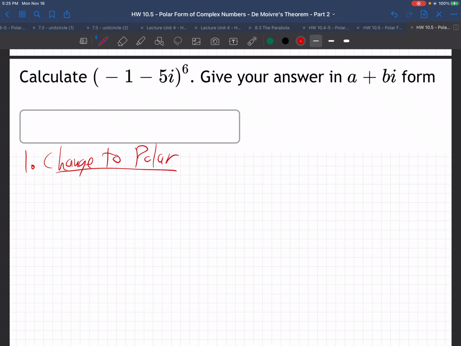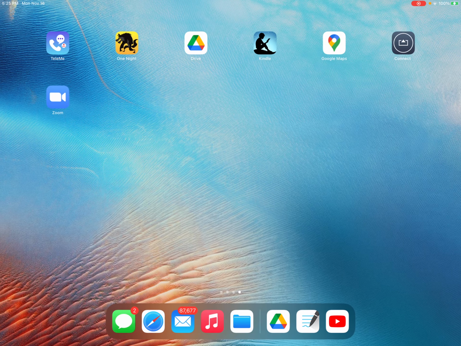Because it's easier to do the powers in polar. De Moivre's theorem lets us do it a quick, easy way. So we got to change that to polar. How do we change to polar? Well, if you look back at the instructions for that, here they are right here.